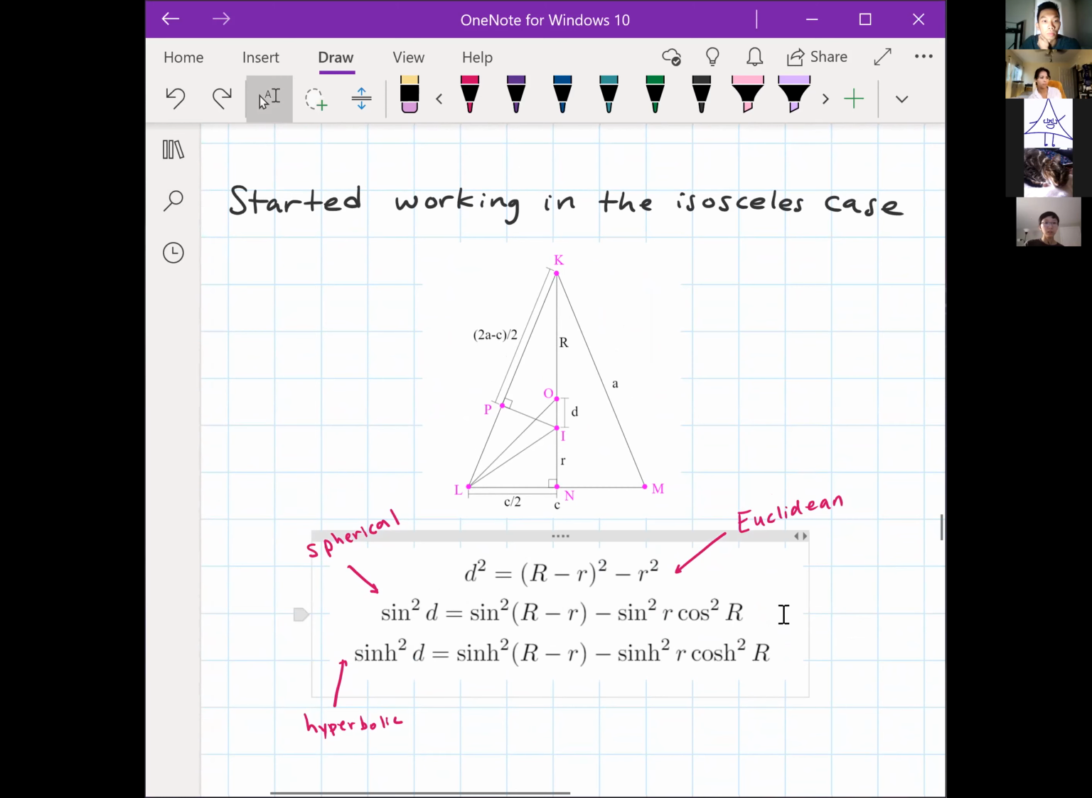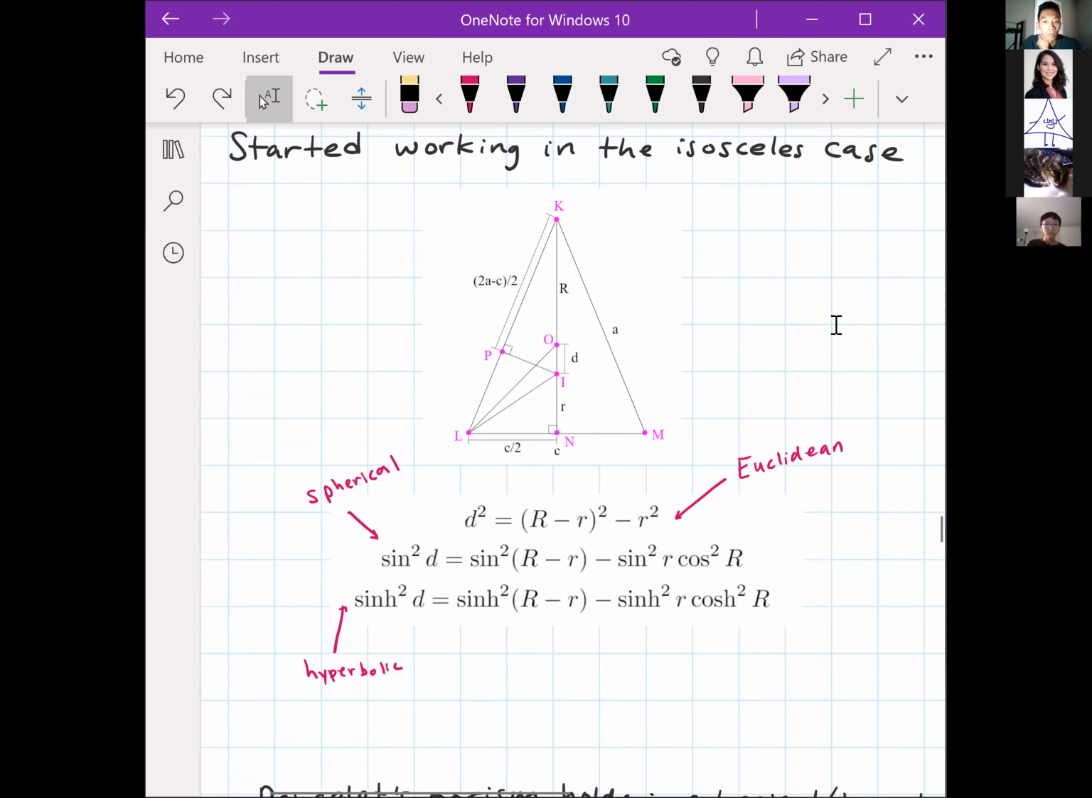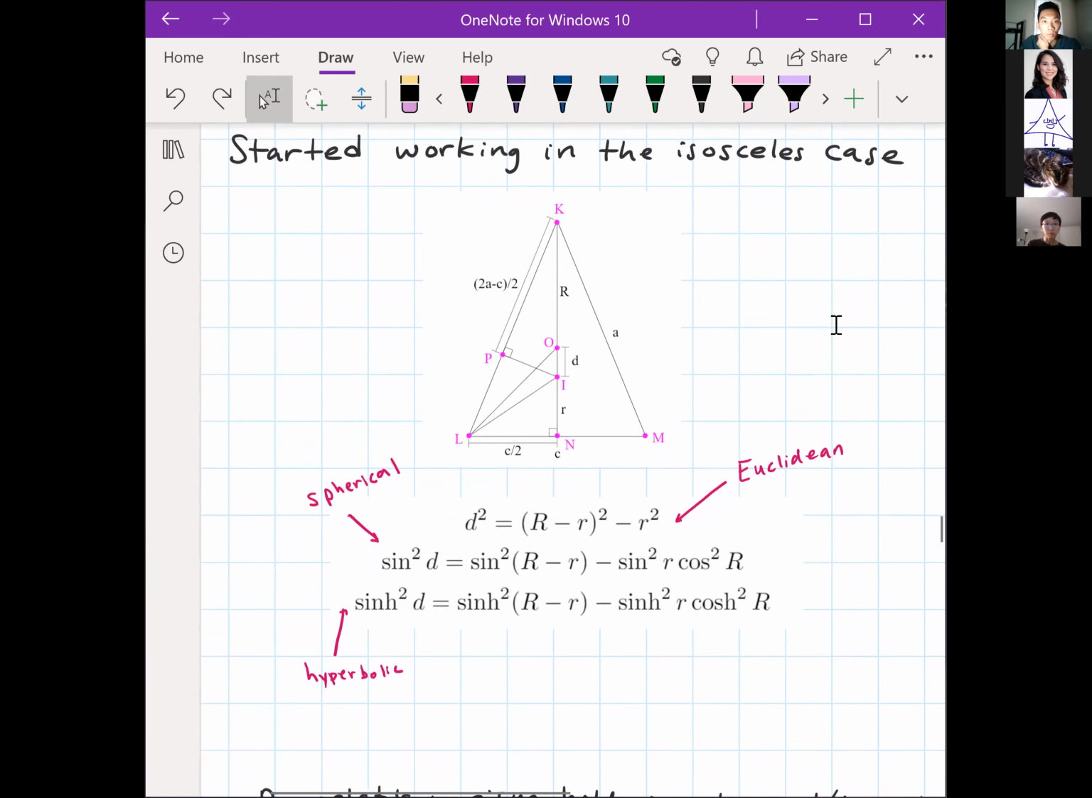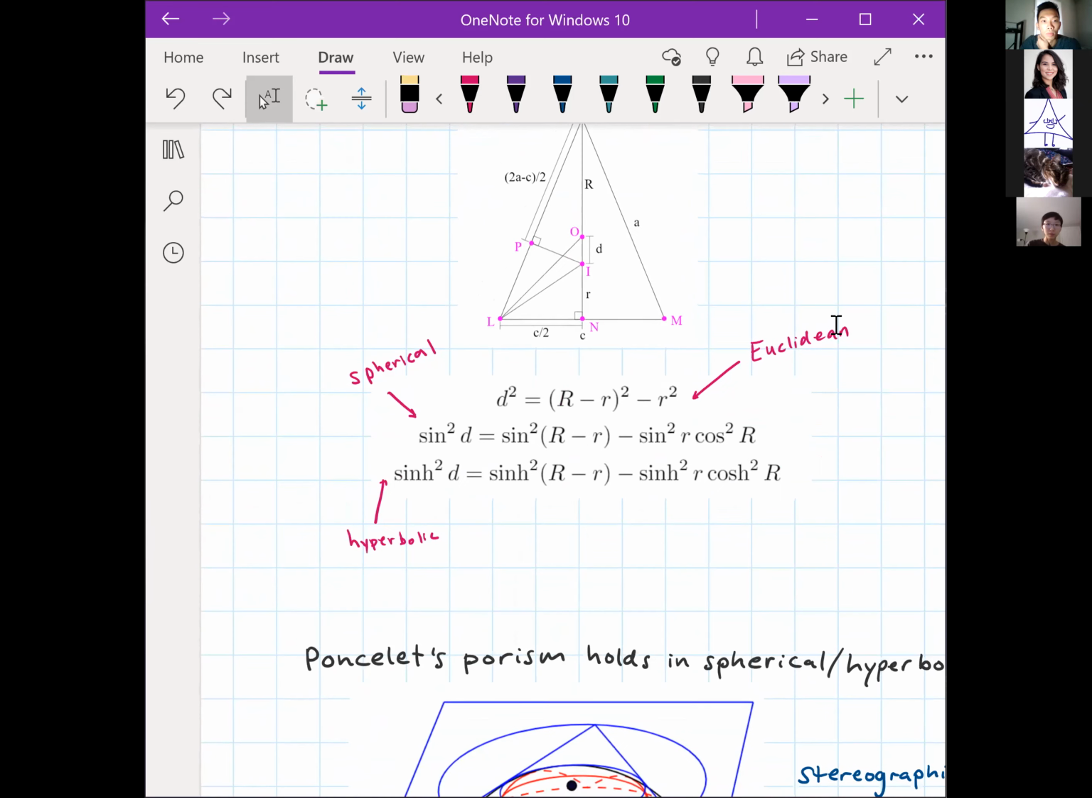But we were getting pretty stuck on doing the same thing for a general triangle. So we weren't sure that this same formulation would hold in general, or maybe we're missing some invisible terms that cancel out when you have an isosceles triangle or something. So this actually brings us back to Poncelet's Porism somehow. So let's talk about that for a second.